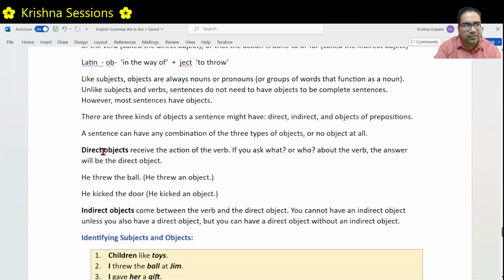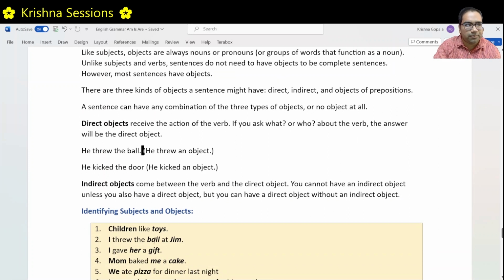In some cases, for example, I threw the ball at Jim. I threw the ball. This ball is a direct object. And who is receiving it? For whom have I done this? I have done it for Jim. So Jim is an indirect object. I gave her a gift. I gave a gift. Gift is the direct object. I gave what? I gave a gift. I gave an object. This gift is the direct object. For whom have I given? I have given for her. That's why her is an indirect object.